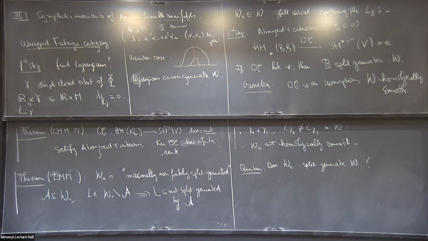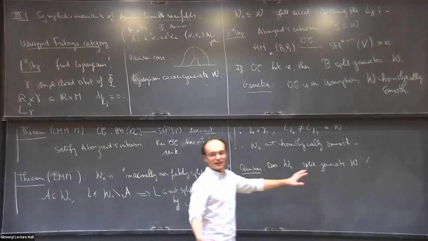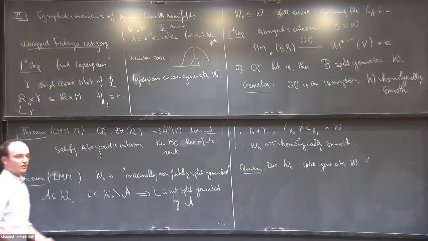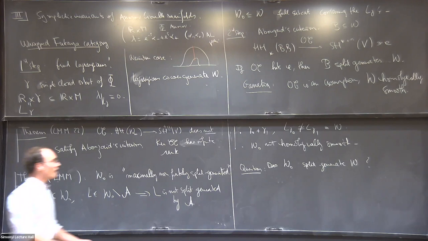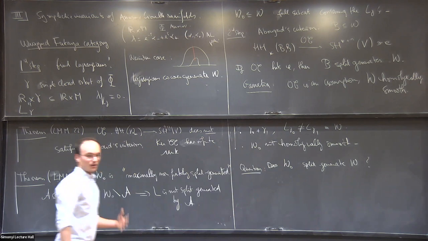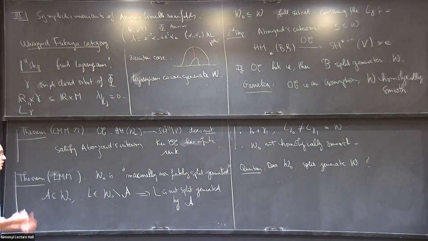I don't know. But then, it's always possible to enlarge the Fukaya category and throw in more objects by adding monotone Lagrangians, immersed Lagrangians with bounding cochains and extra decorations. So I don't know, it would be nice if W0 actually did not generate W, because that would give an example of a wrapped Fukaya category that is not homologically smooth. But we can only understand the subcategory of the objects that we see.